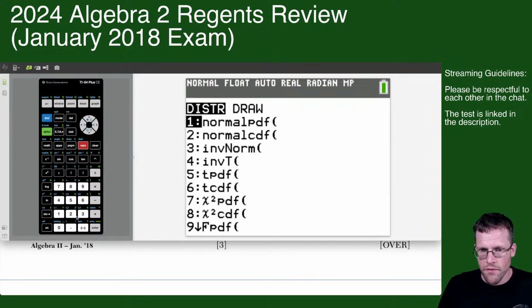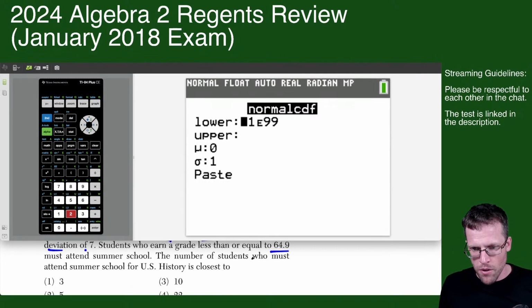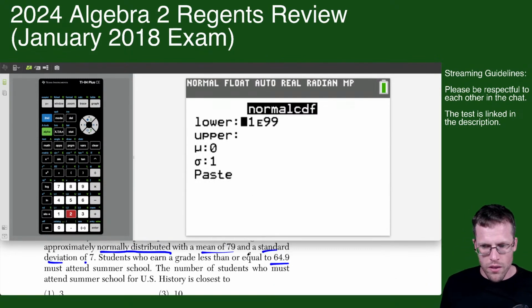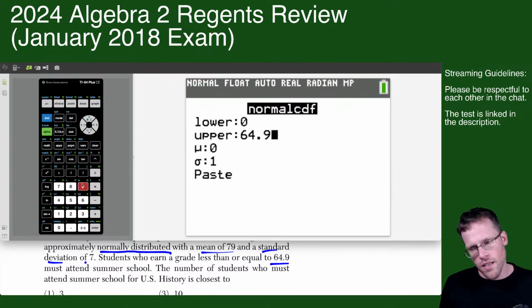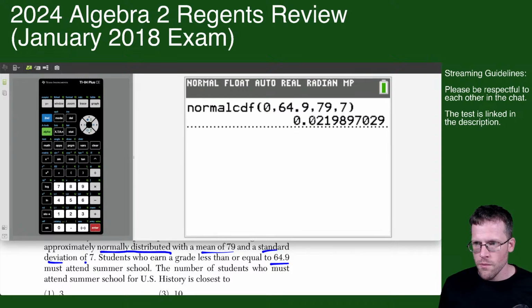All right, so here I'm going to go second mode to quit, and we're going to press second vars and normal CDF. So this is kind of like the section of the data. So think about this part: students who earn a grade less than or equal to 64.9. So let's say a kid gets a 0, but the highest they could get and still go to summer school is 64.9. They got less than a 65. Now this part here is the average. The mean is 79 and the standard deviation is 7. And now we just press enter and we get this here.